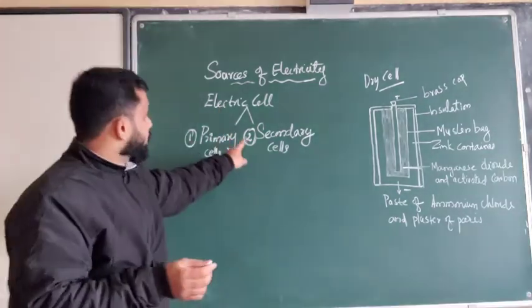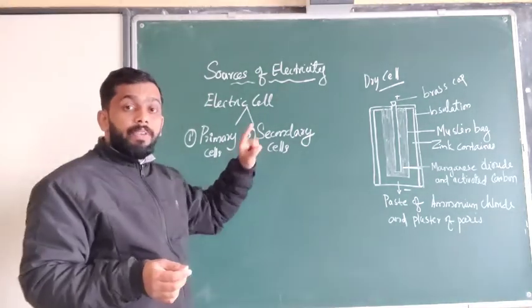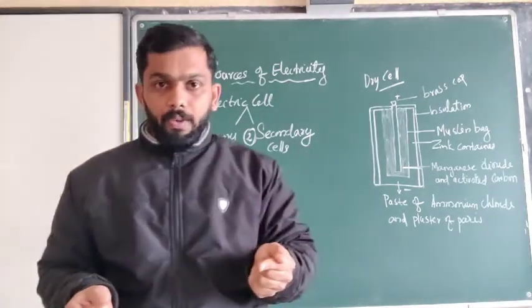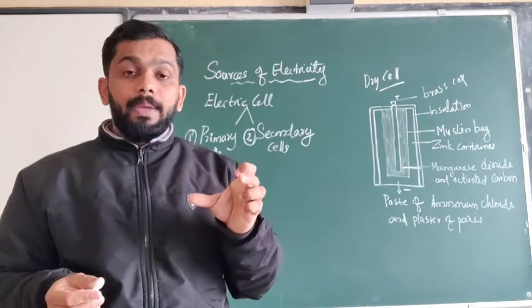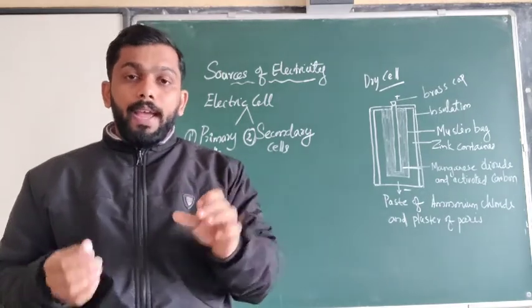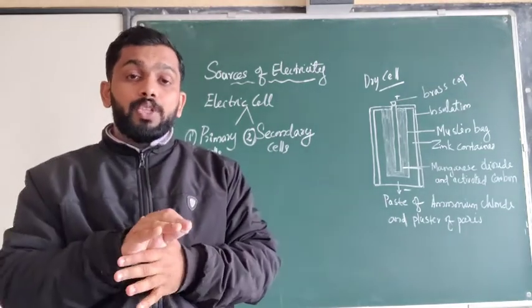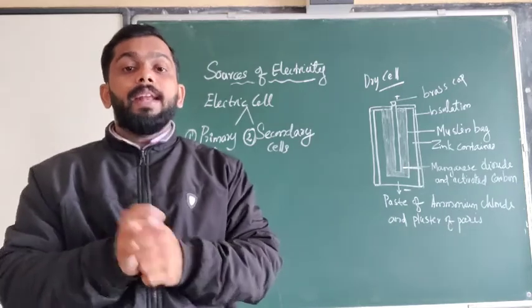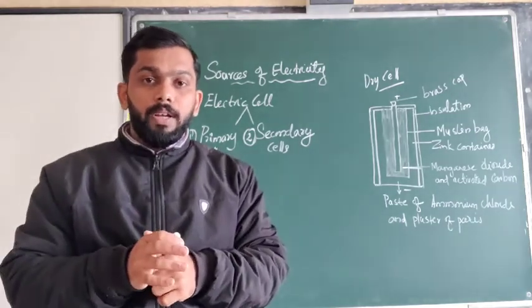Whereas secondary cell means we can recharge and use. Once the charge or the chemical things are getting over, again we can convert, that means we can store the chemical energy there, and again we can use it in the form of electric energy.